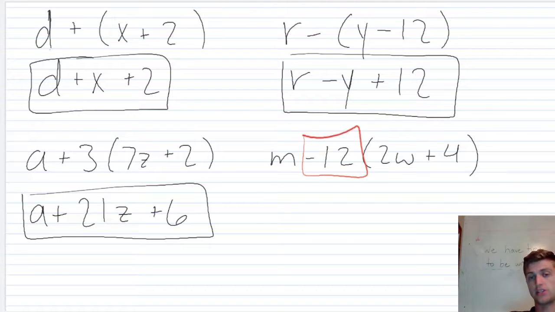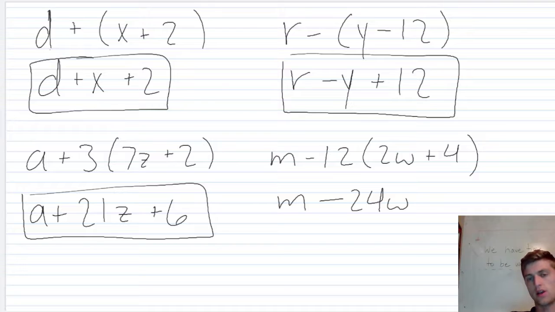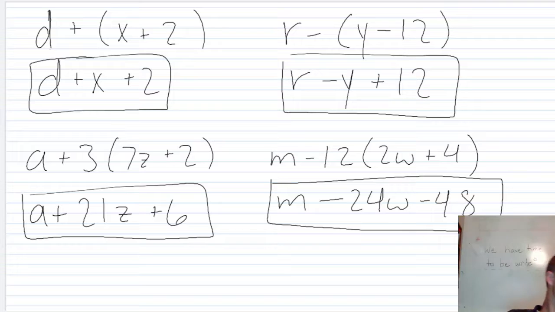Very important that you catch these little signs, because remember, the term isn't just defined by the chunk, it's defined by the chunk plus the sign in front of it. So we're multiplying through negative 12. So m, we have negative 12 times 2w. What's negative 12 times 2? Negative 24 times w, negative 24w. And then we have negative 12 times positive 4, an odd number of negatives gives us a negative 48. Okay, so that's how we need to treat distribution with negative numbers in problems like this.